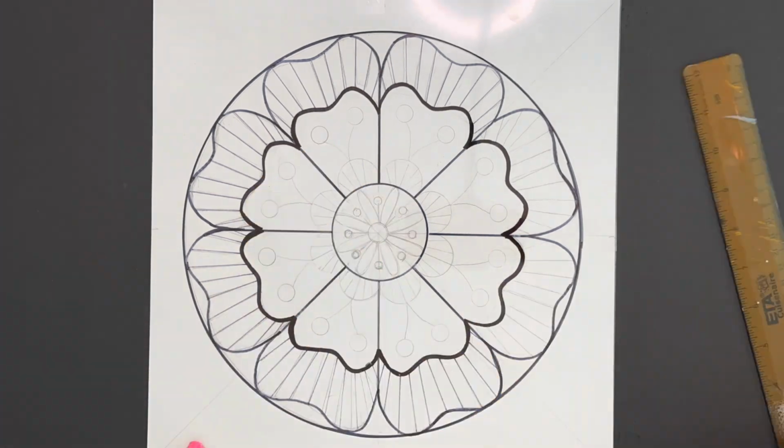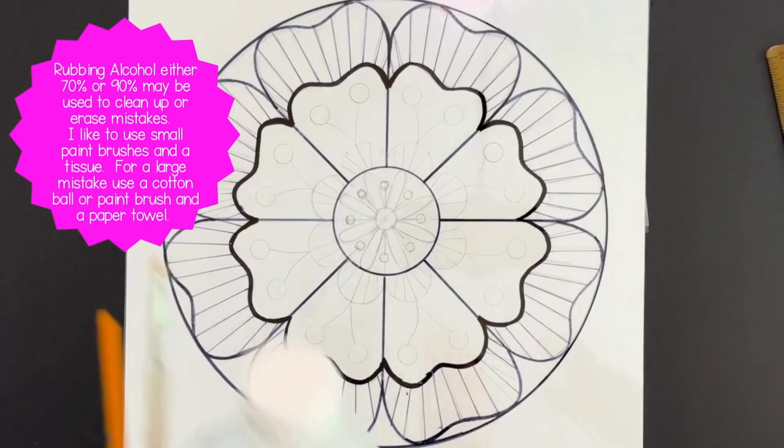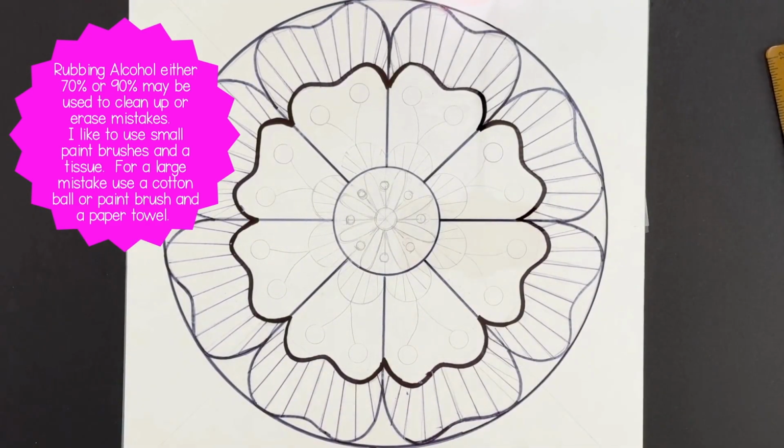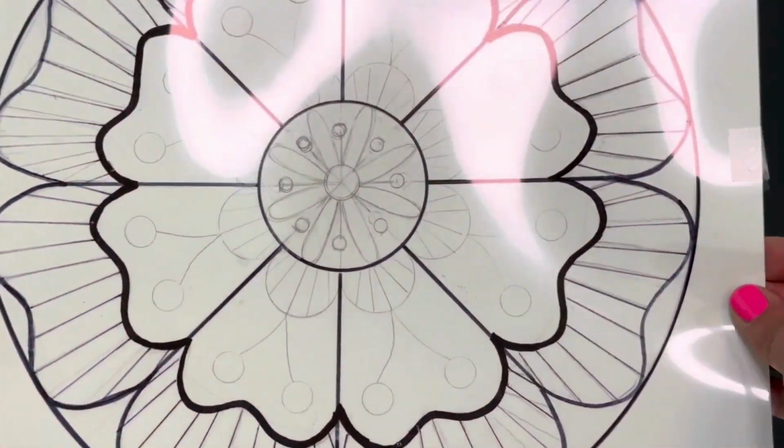If you make a mistake during your tracing, all you need is some rubbing alcohol to erase your mistake. I like to use a small paintbrush and a tissue, and for a large mistake, just use a large paintbrush or cotton ball, making sure to clean and dry the edge before you continue to trace.